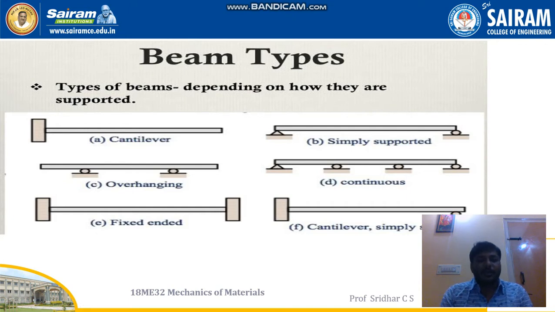In this overhanging support, we are going to give the support in between the beam only. So at both ends there will be no support, but in between we will have supports. At the starting or ending of the beam there will not be any supports like in a simply supported or a cantilever beam, but in between the starting and ending we are going to give the supports. This type of beam is called an overhanging beam.